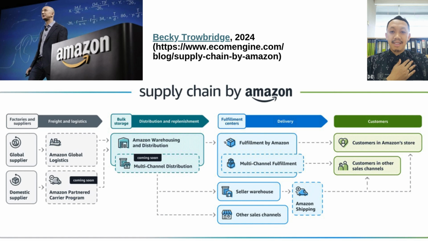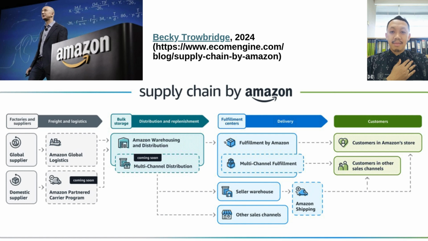Slide 16. Here's a quick overview of the programs involved in supply chain by Amazon. Amazon Global Logistics: end-to-end solution includes local pickup, palletization, labeling, cargo insurance, and customs clearance at both origin and destination. Available freight services include standard ocean FCL, full container, and LCL, less than container, or fast ocean FCL and LCL.